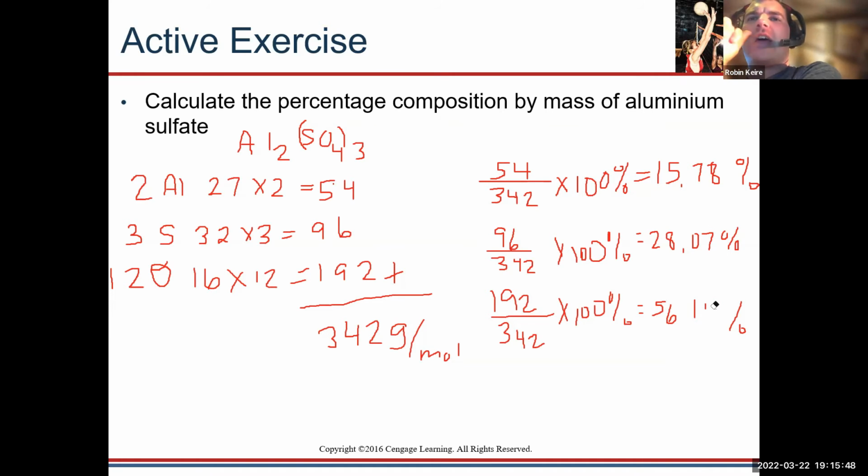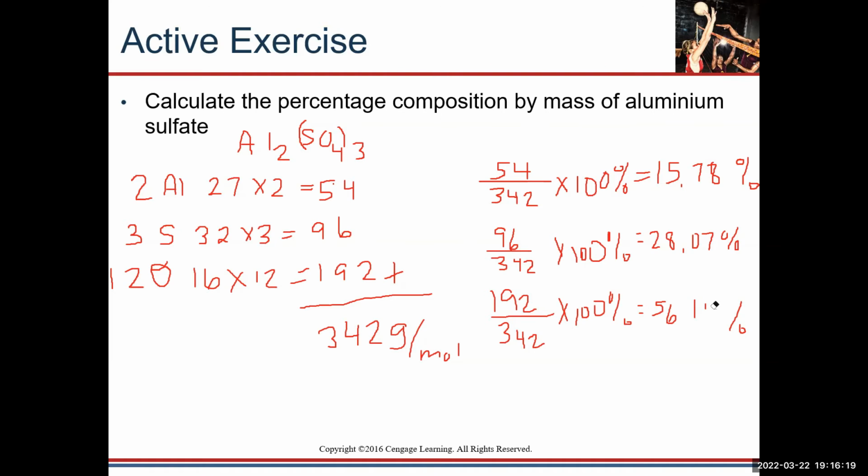How are we keeping track of sig figs throughout all of this? That is a good question. In this case, because you're using just the numbers that are on the periodic table, you don't have to worry about sig figs. What you decide to round to, the tenths or the hundredths, is up to you. Or in a question, it'll probably be specified to the hundredth or to the tenth. So it should be 56.15, right?